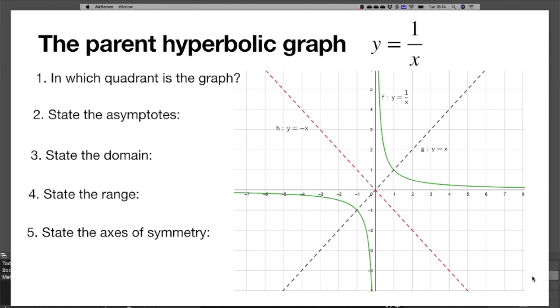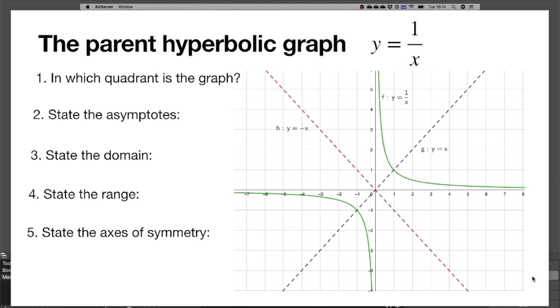Welcome. I'd like us to start by looking at the parent graph of the hyperbola. So we will look at y is equal to 1 over x. I drew it there, and I want us to use that diagram there to answer a few questions. Please take note that a hyperbola has an unknown variable in the denominator. In this particular case, x is in the denominator, and that makes that function there hyperbolic.